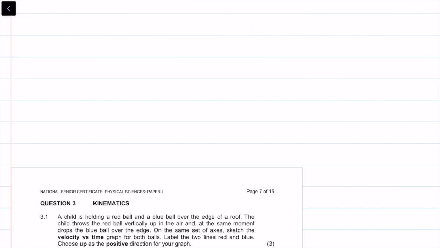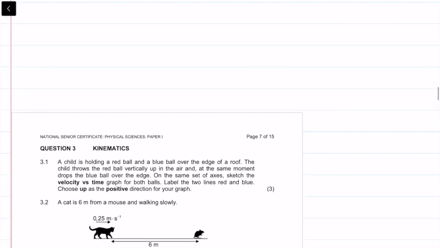So 3.1. A child is holding a red ball and a blue ball over the edge of a roof. The child throws the red ball vertically upwards in the air and at the same moment drops the blue ball over the edge. On the same set of axes, sketch the velocity time graph for both balls. Label the two balls and choose upwards as positive. Okay, so let's start off with a sketch.